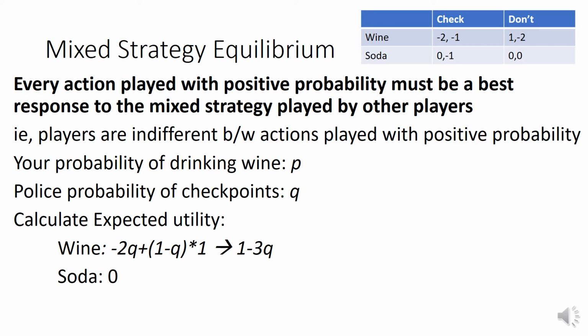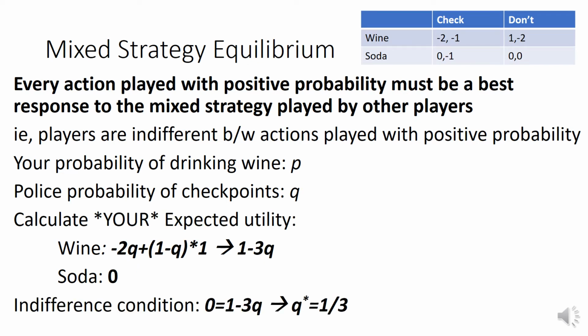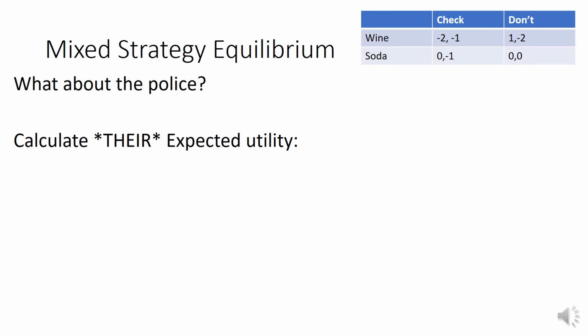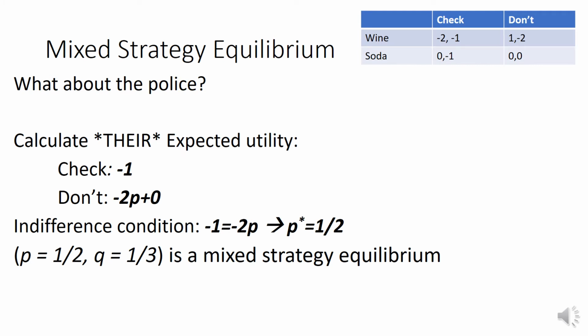We want to calculate expected utility in each circumstance. So what's your expected utility of drinking wine relative to soda? 1 minus 3q equals 0. Q star equals 1/3. That looks like what we got here. What's their expected utility for you drinking with probability P? Minus 1 equals minus 2p. That's what we got up here. For P star equals 1/2. Questions so far?